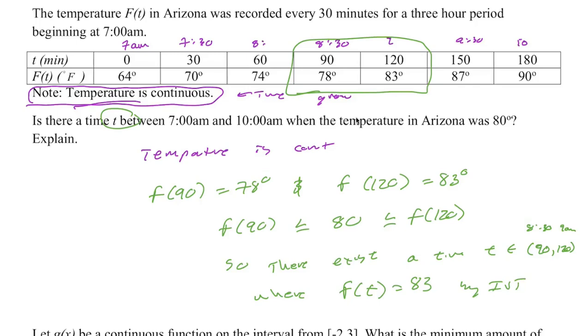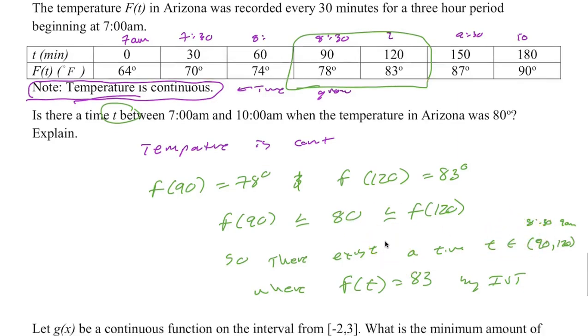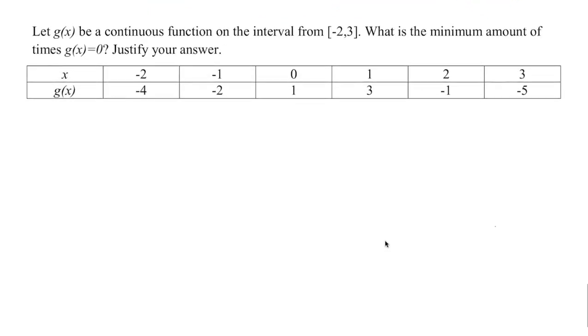So it's always the same process, right? It's continuous. What endpoints do I have that fit the interval I want? State that. Say, hey, there's a t, or c, in that interval where f of t equals 80 by IVT. It's always kind of the same concept. Just gotta get used to writing that stuff down.